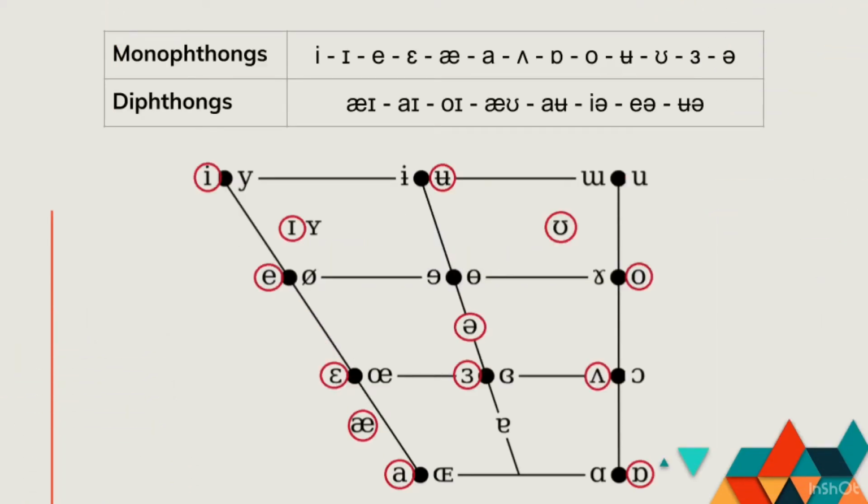Regarding the vowels, we have 13 monophthongs, and if you analyze carefully, you can see that most of them are front vowels. At the same time, we have 8 diphthongs inside New Zealand English.